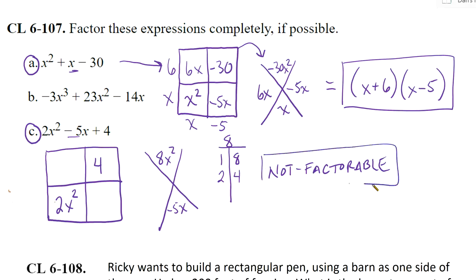Please do not mistake not factorable for non-solvable or no solution. If we had an equation with the same exact trinomial equals zero, that doesn't mean you can't solve that. It means we can't solve it by factoring. We could solve that by doing the quadratic formula or graphing or completing the square. There's a lot of ways you can solve it. We will get to that, just not on this problem.